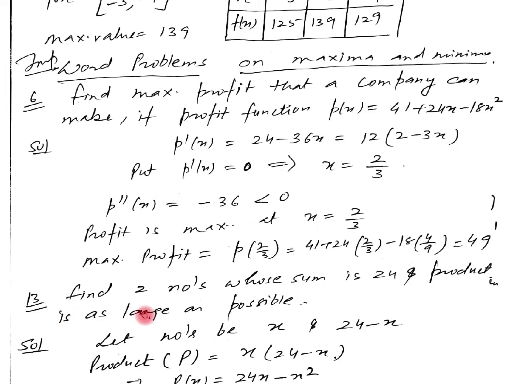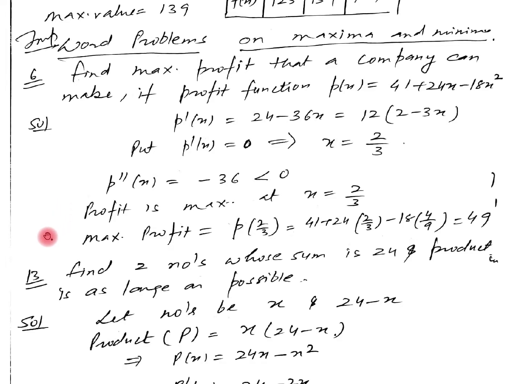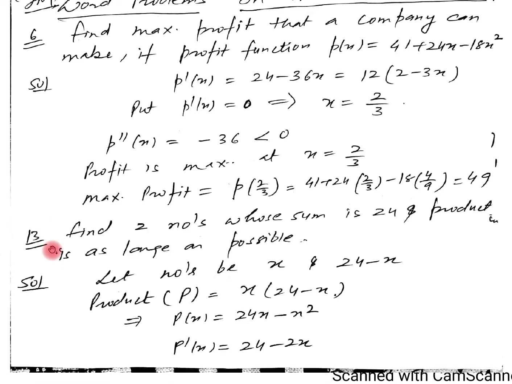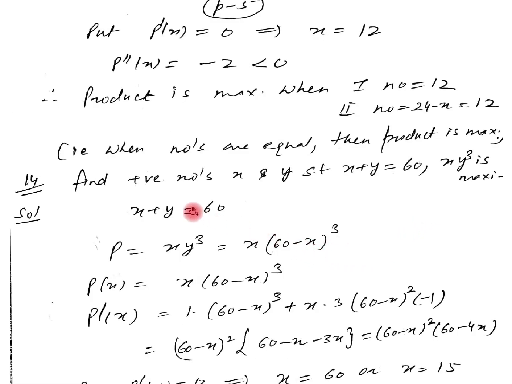Now our word problem has started. First we have to frame the function, then we have to repeat all the steps of local maxima and minima, and these questions are always important and come in the exam as 6 marks questions. The question is: find two numbers whose sum is 24 and the product is as large as possible. As large as possible means the maximum. Only from the question we can guess whether the second derivative will be positive or negative.